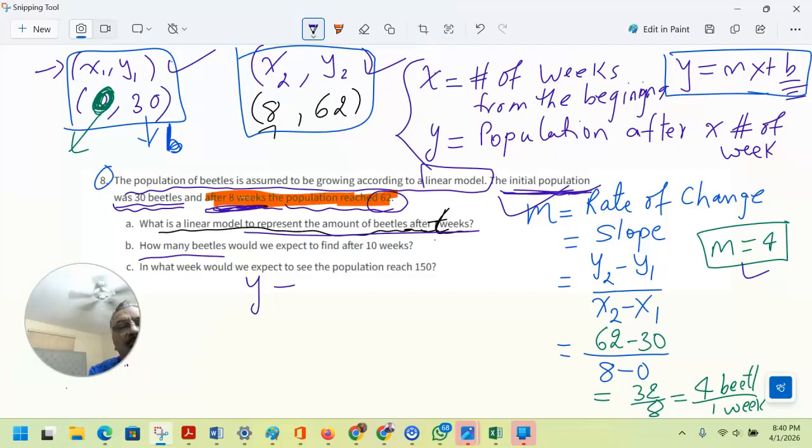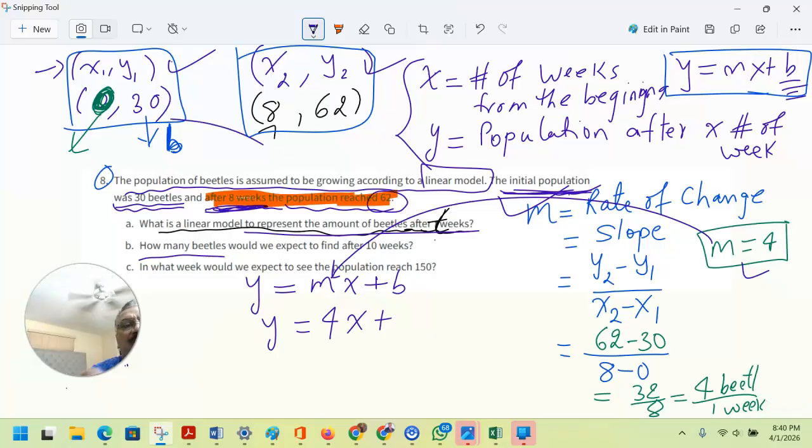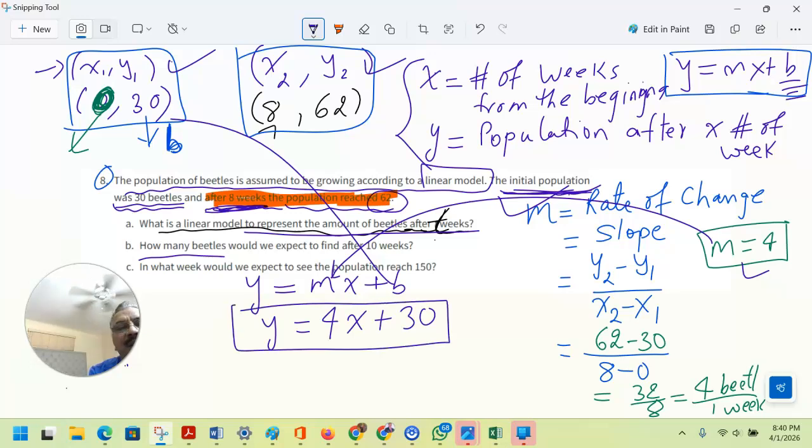So the equation is y equals mx plus b. So y is, this 4 goes right here, 4x, and the b is this one, which goes here, which is 30, right? So this is the prediction equation. This helps us to figure out how much the population will be after a certain number of weeks, maybe 10. They want us to use 10 weeks, right?